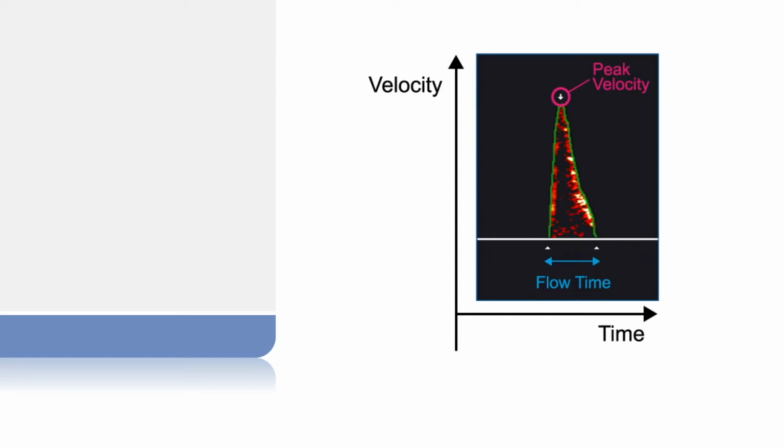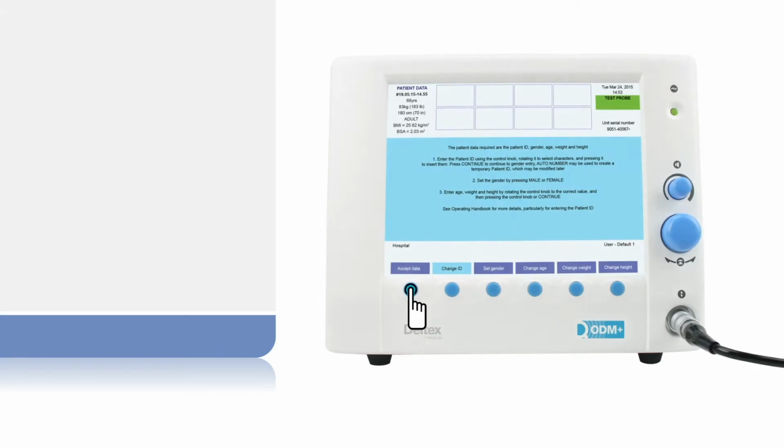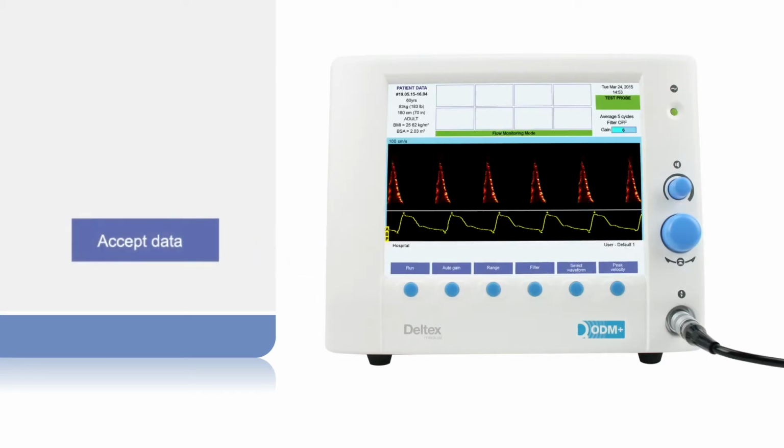However, stroke distance, which is the area under the velocity-time Doppler wave, can still be used for guiding fluid and vasoactive drugs. Once patient data has been accepted on the ODM+, the Doppler signal appears on the screen ready for the signal to be focused.